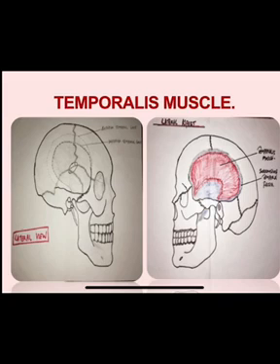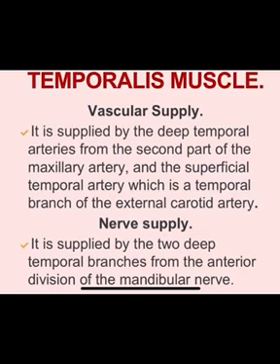The temporalis muscle has some arteries that nourish it. The temporalis muscle is supplied by the deep temporal arteries, which come from the second part of the maxillary artery. And also you have the superficial temporal artery, a temporal branch of the external carotid artery, also supplying blood to the temporalis muscle.